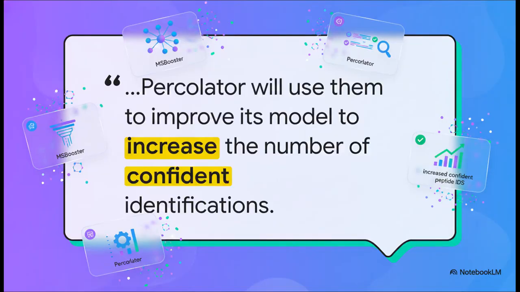And this is where things get really, really smart. FragPipe uses some seriously advanced tools. For example, MS Booster uses deep learning to predict what your peptides should look like. Then, it hands those predictions over to another tool called Percolator, which uses that extra info to get way better at telling good identifications from bad ones. The result? More confident IDs from your data.